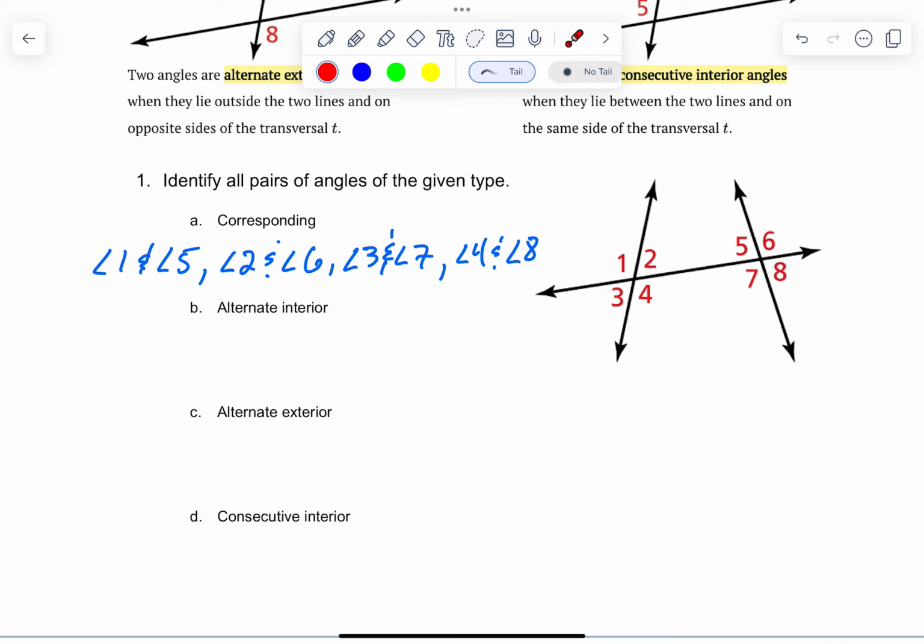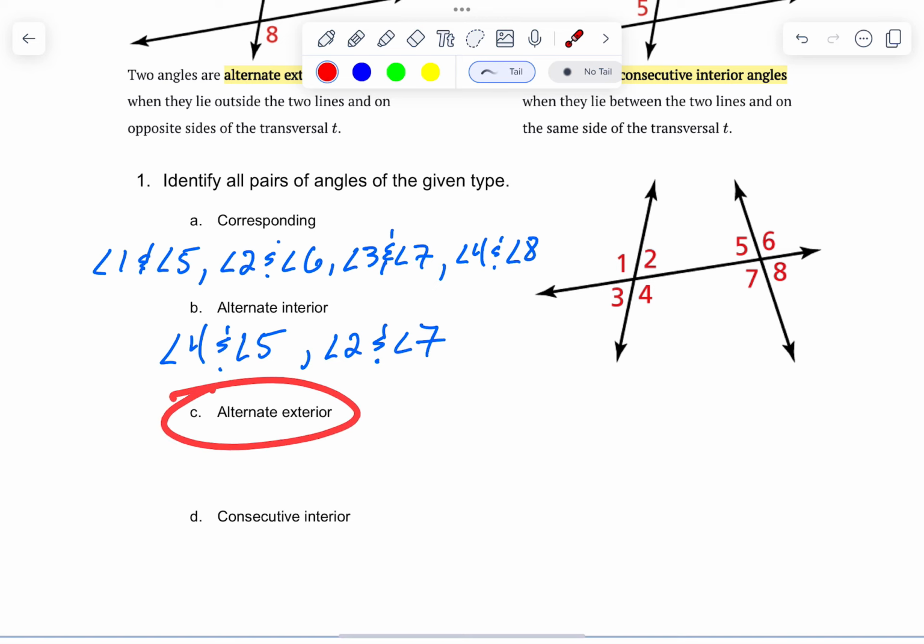Alternate interior. So interior, inside the two lines. Alternate, opposite sides of the transversal. So this would be angle 4 and 5. Angle 4 and angle 5 are alternate interior. And angle 2 and angle 7 are also alternate interior.